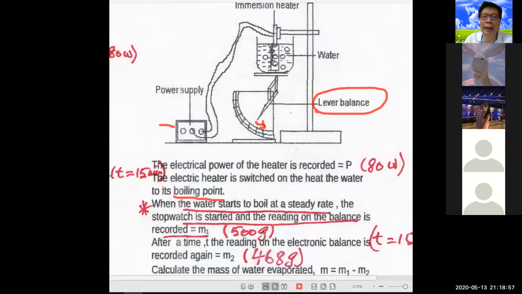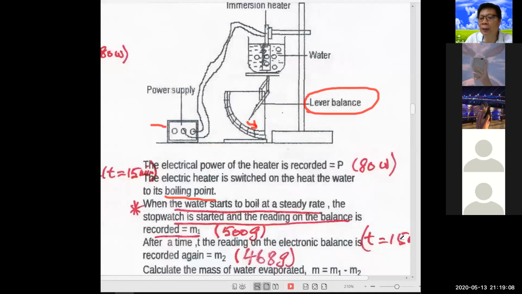Then after 15 minutes, we let it boil for another 15 minutes, the reading on the electronic balance will drop to 468 grams, for example. The water becomes less, right? Because the water has evaporated. The mass dropped from 500 to 468 grams. You record it.